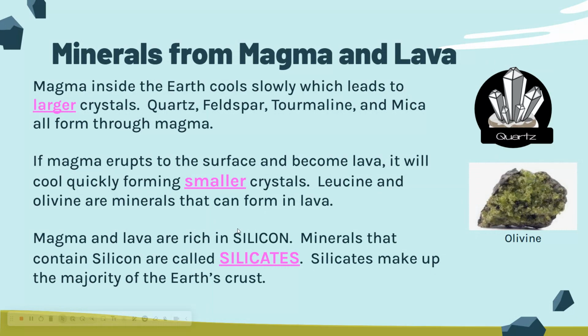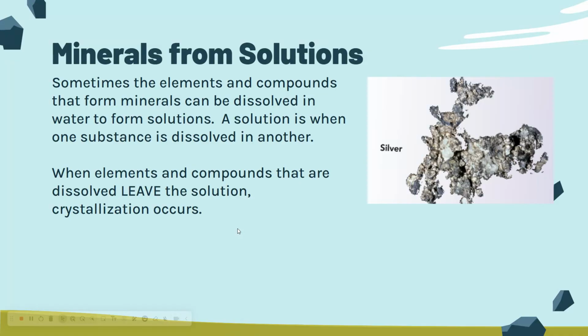All right, so the first way that minerals can form is when magma and lava cool and we get crystallization that occurs. The second way is minerals from solution. Sometimes elements and compounds can be dissolved in water to form a solution. Again, a solution is just when something is dissolved in something else. And when the element or compound leaves the solution, we can get crystallization occurring.